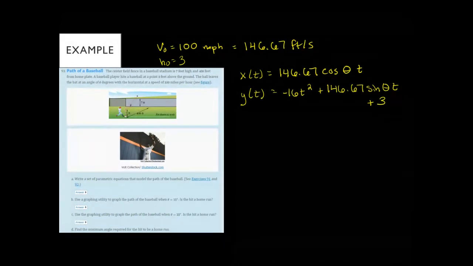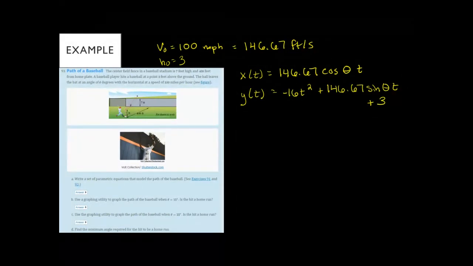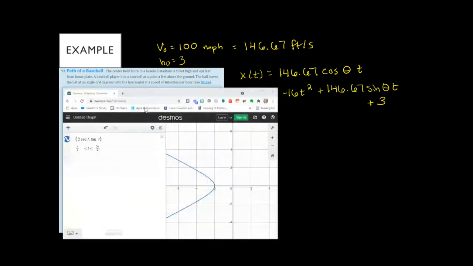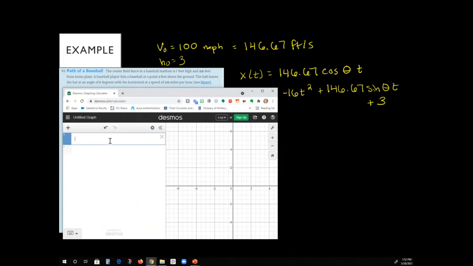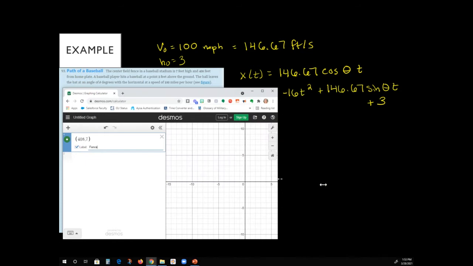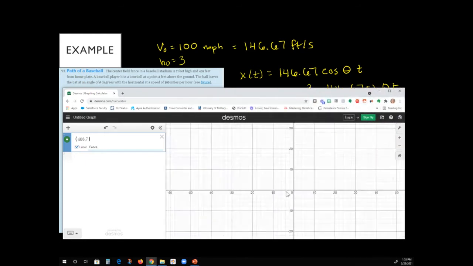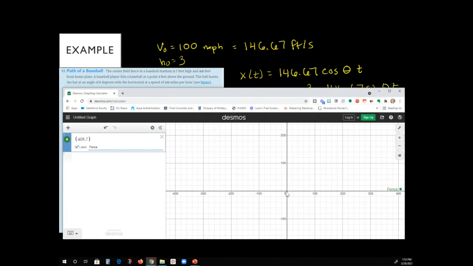So part B says to use a graphing utility to graph the baseball when the angle is 15 degrees, and then is it a home run? So it's a home run if it goes above the fence 7 feet high at a distance of 408 feet. So we can put that in as an ordered pair. Our horizontal is 408 feet, and that's the height of the fence. So just zoom way out here. There we go.